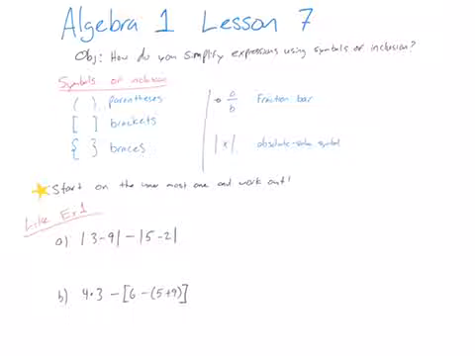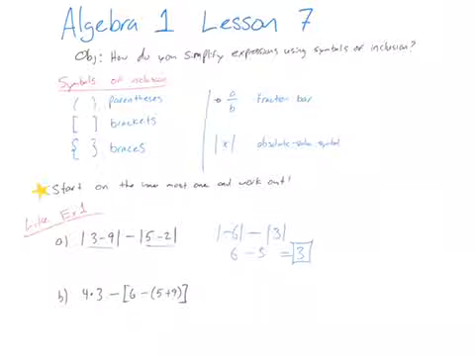This is example 1. It says the absolute value of 3 minus 9 minus the absolute value of 5 minus 2. So let's simplify inside each of these absolute values. The absolute value of 3 minus 9 is going to be negative 6, minus the absolute value of 5 minus 2, which gives me 3. Well, the absolute value of negative 6 is 6, and the absolute value of 3 is 3. So 6 minus 3 is going to be 3.